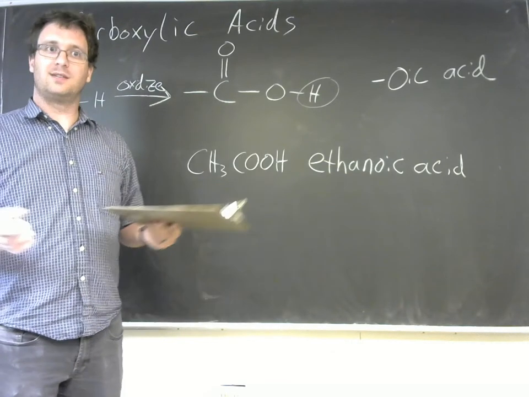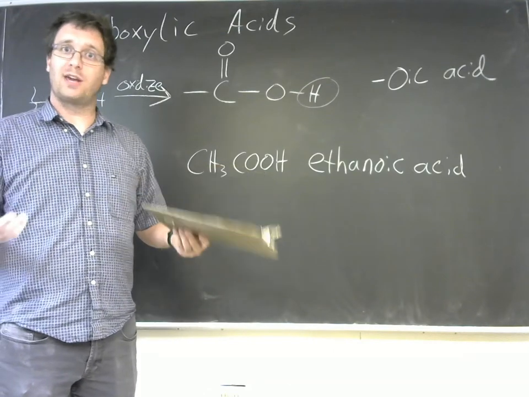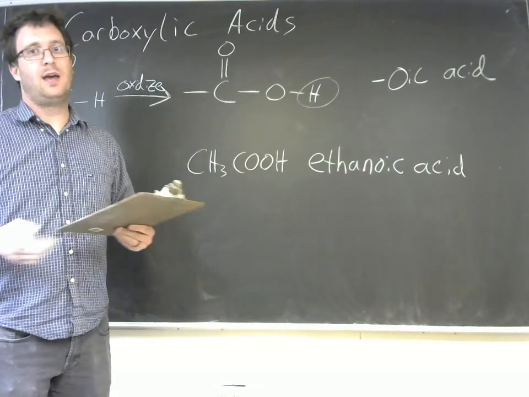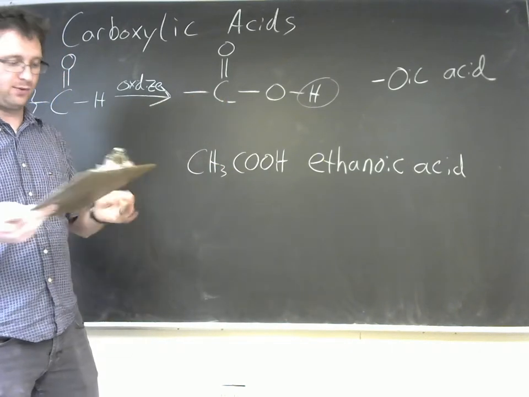Formic acid would be methanoic acid. You can have propanoic acid, butanoic acid. It all depends on how many carbons there are before that carboxylic acid group.